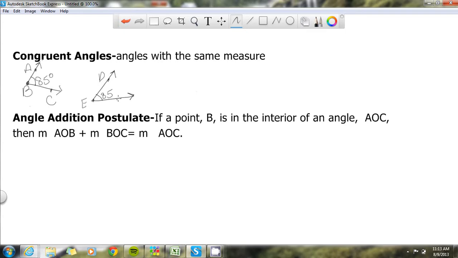And the way we would write this is that angle ABC is congruent to angle DEF. That's what we mean by congruent angles, the same measure.